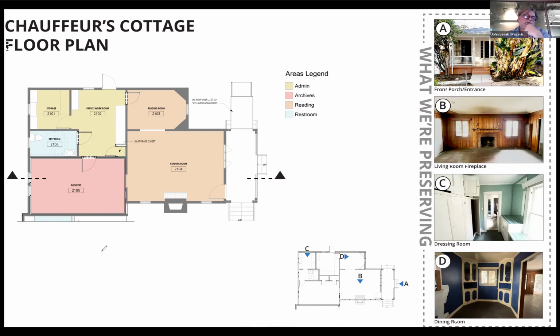Rounding it out would be a new accessible restroom. Currently, what is there has been modified many times and is not accessible. And then the archives themselves. As we continue in design, we will get more specific as to what is required, but it would be climate controlled and appropriate for the contents.